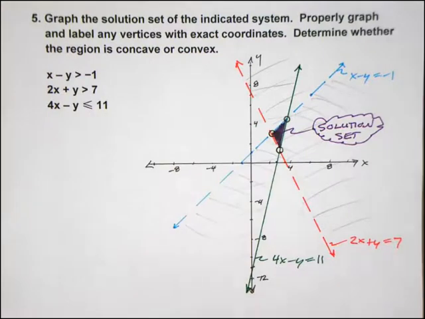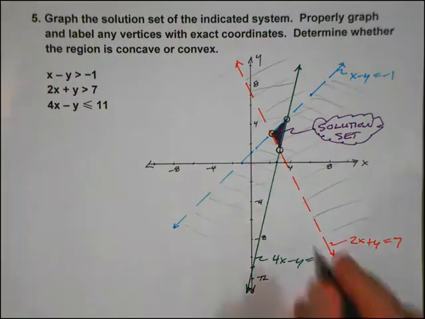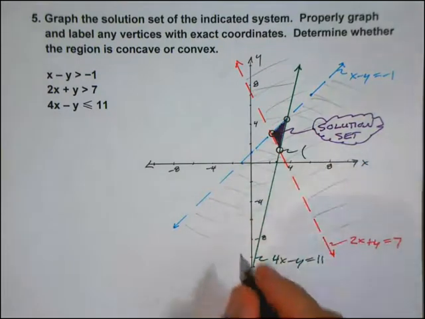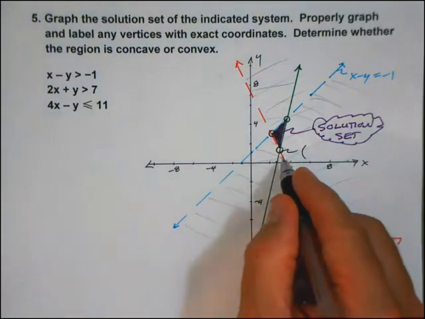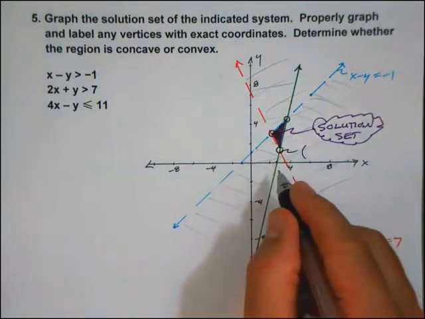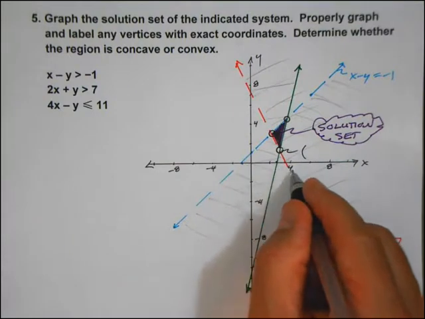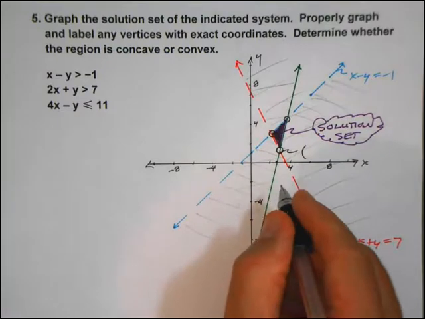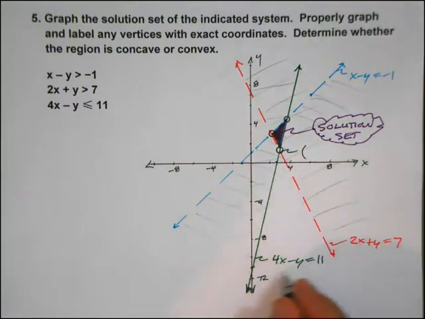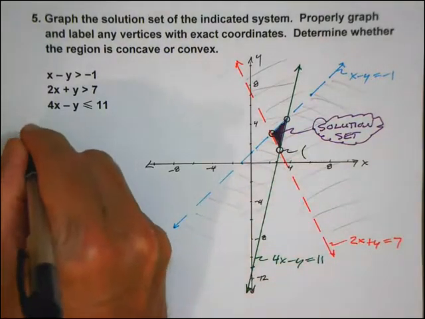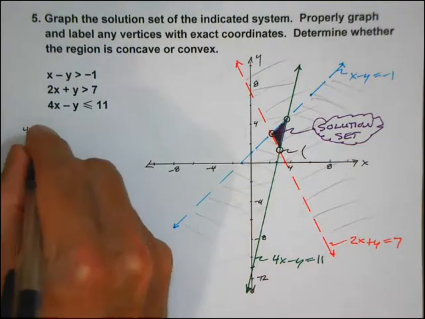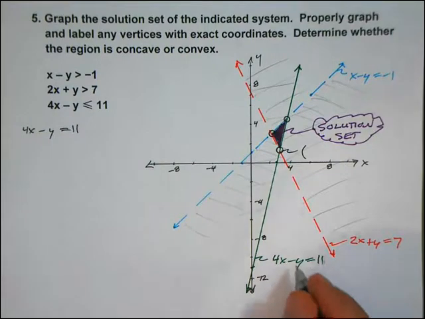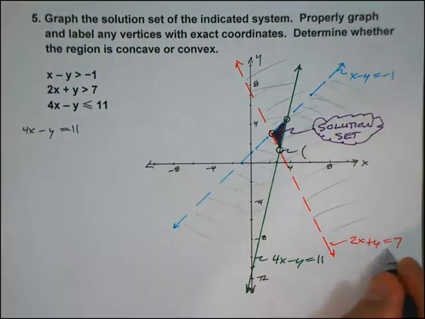Okay, now we're on to getting the coordinates of these points. Maybe we start here with this one we just graphed. It's the intersection of the green line and the red line. Okay, so this involves solving a system of equations in itself. The green line is here, 4x minus y equals 11. Here's the red line, 2x plus y equals 7.